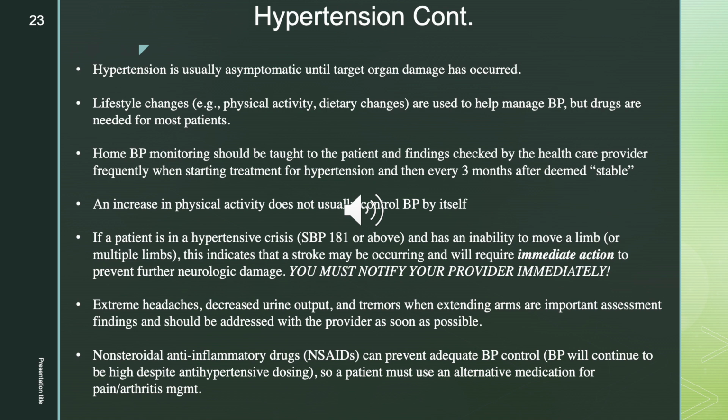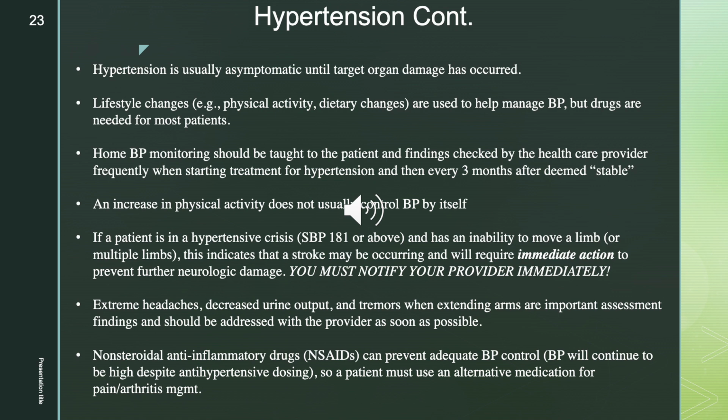All right, and like I said in the last slide, hypertension is usually asymptomatic until the target organ damage has occurred. And once it's damaged, at that point, it's mad and it's going to continually fight to get better, but will continue to deplete itself, lose energy, and more than likely get worse if you don't get treatment. Lifestyle changes are used to help manage blood pressure, but drugs are needed for these patients at this point. Some blood pressure monitoring should be taught to the patient, and finding that they need to have it checked by a healthcare provider frequently is very important. Once they get a baseline, then they can see the doctor every 3 months.